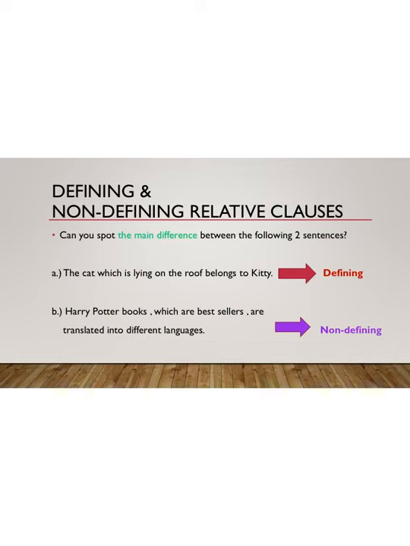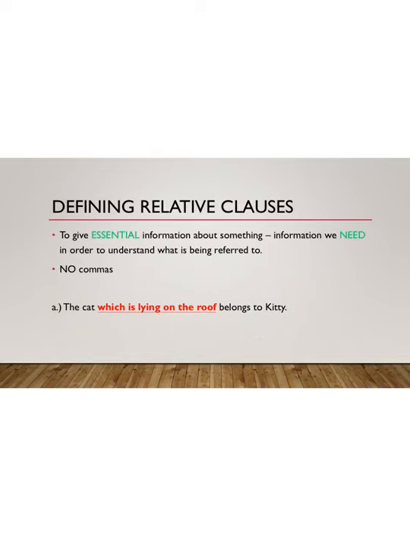Okay? So last time we talked about defining and non-defining relative clauses. So here, you should be very familiar. The main difference between the two, you should be able to tell me, is that we are using commas in the non-defining relative clauses. When do we use defining relative clauses? To give essential information.